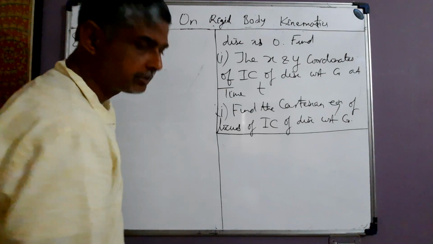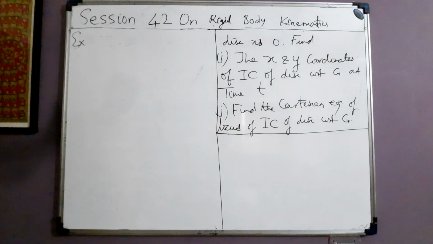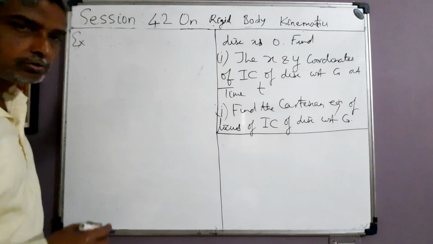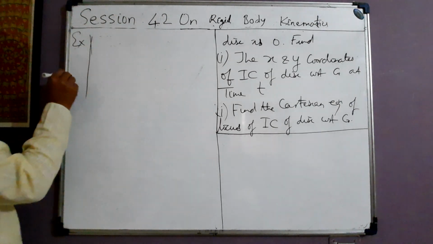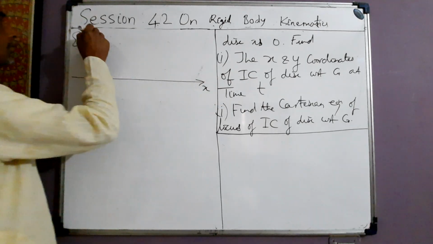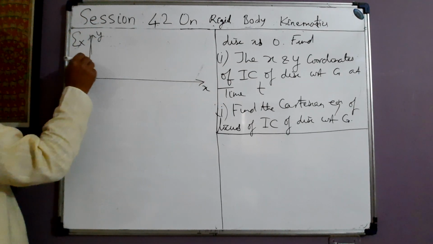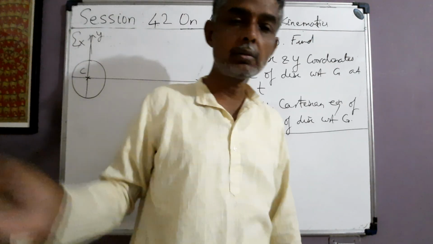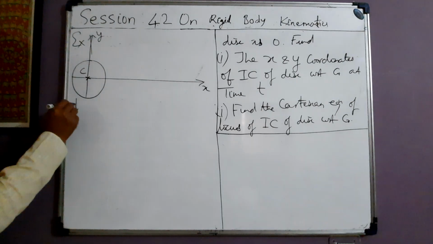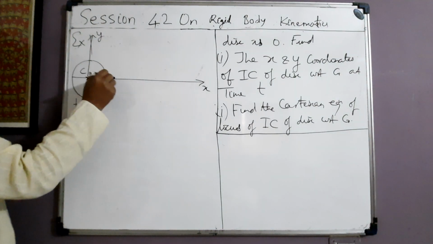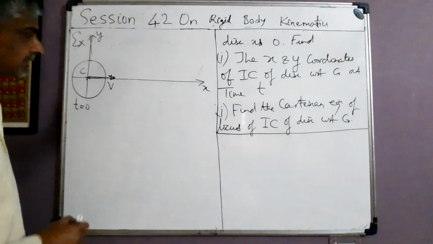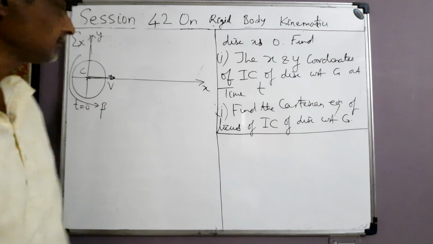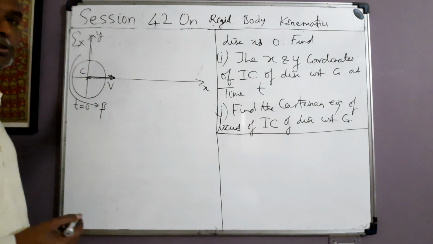So this problem I will solve by several different methods. First I draw the diagram of the situation. This is the positive x-axis, this is the y-axis, this is the origin, this is the disk, its center C is initially at origin. The coordinate system is fixed to ground. The center begins to move at a constant speed v along positive x-axis, and it begins to rotate with constant anti-clockwise angular acceleration beta. Initial angular speed of the disk is given to be 0.